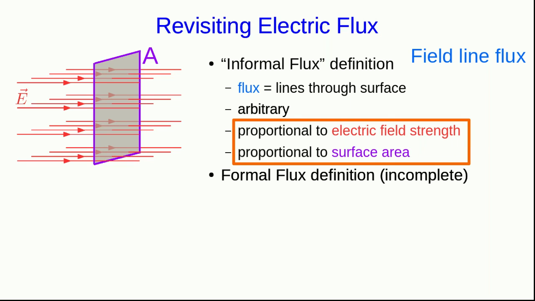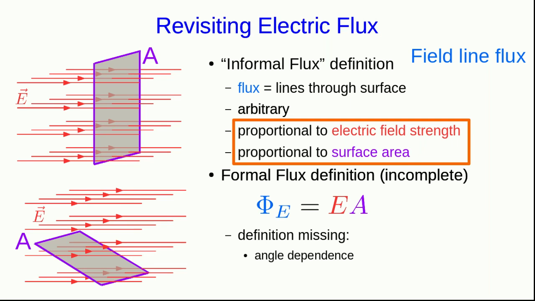The easiest thing to do to get something that we need, which is proportional to the electric field strength and proportional to the surface area, is just to define the flux through a surface as simply the electric field strength times the area of the surface. But that's missing a couple of things that we know it needs.